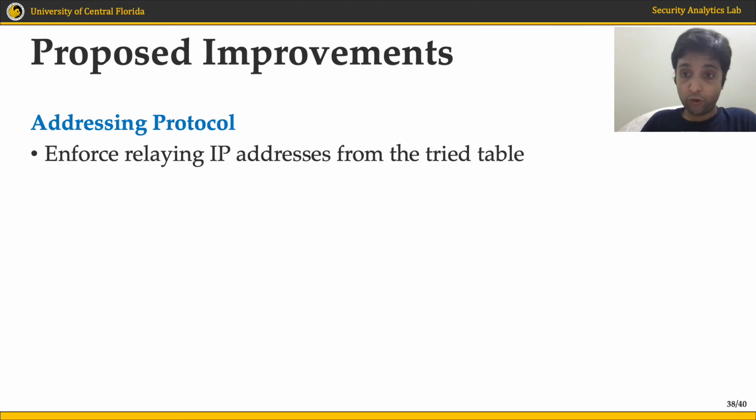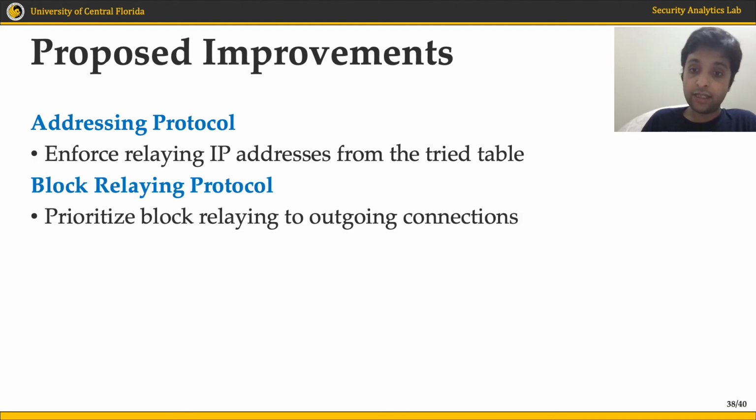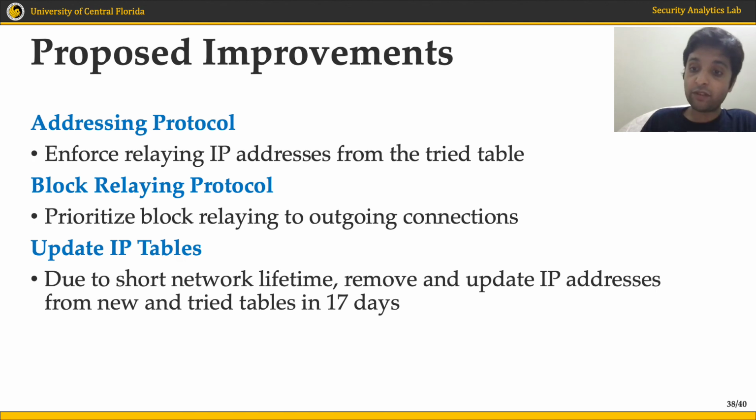Coming to the proposed improvements, we recommend the following refinements to Bitcoin Core. First, the addressing protocol needs to be improved, in which only the IP addresses of the reachable nodes present in the tried table must be relayed in the address message. Second, block relaying should be prioritized for the reachable nodes, which are the outgoing connections of a node. Third, based on the average lifetime of the reachable nodes, which we found to be 17 days, a node must remove old IP addresses from the new and tried tables after 17 days.